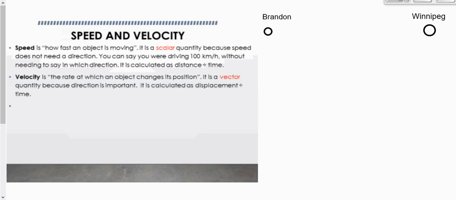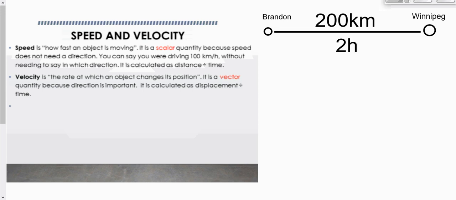Consider, for example, if you were going to drive from Brandon to Winnipeg. The distance between these two cities is about 200 kilometers. And from experience, you know that it takes us approximately 2 hours to get there. Our speed then would be 200 kilometers divided by 2 hours, or 100 kilometers per hour.